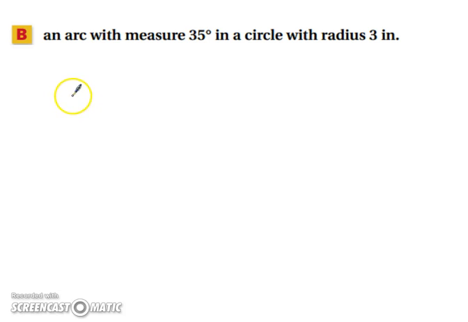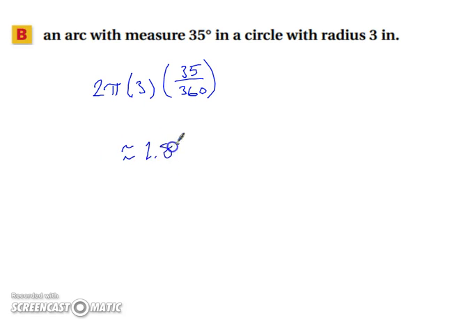Now that you've had a moment to try it on your own, let's try it together. So we have 2 pi r, so 2 times pi times 3, times the piece of the circle we're looking for, so 35 divided by 360. When we do so, you end up with about 1.83 inches. And that concludes our video on sector area and arc length.